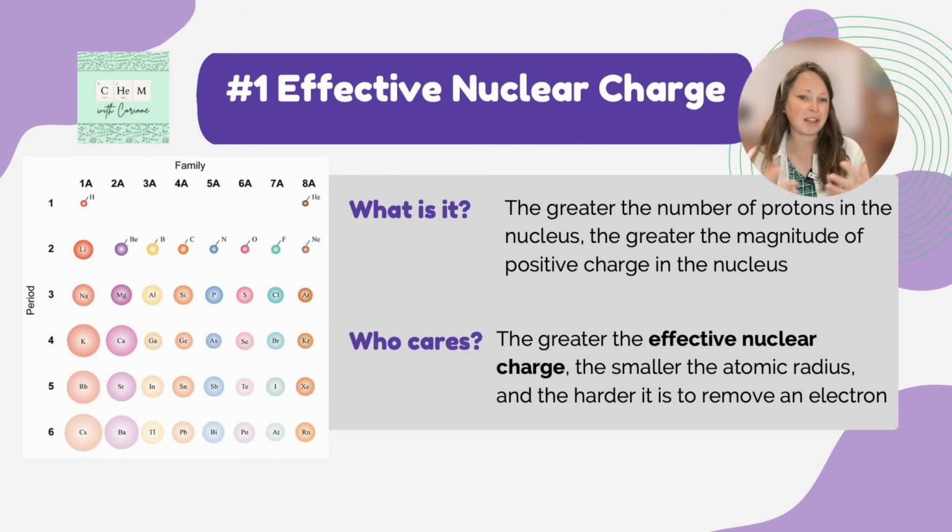So basically, it's like thinking of a magnet. I have a stronger magnet the more protons I have, and the closer those electrons are going to be pulled toward that nucleus. So basically, the greater the effective nuclear charge, the smaller the atomic radius, and the harder it is to move an electron because it ties back in to Coulombic attraction.